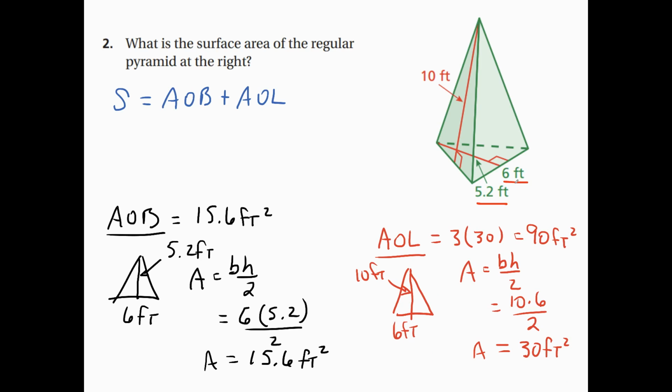And what do I get? I get 15.6 square feet. And then I have the area of my lateral faces, which is, there are 3 lateral faces. I find the area of one of them and I multiply it by 3. So I get 90 square feet. So then I need to take my 90 and add it to my 15.6, and I get a surface area for this triangular pyramid of 105.6 square feet.